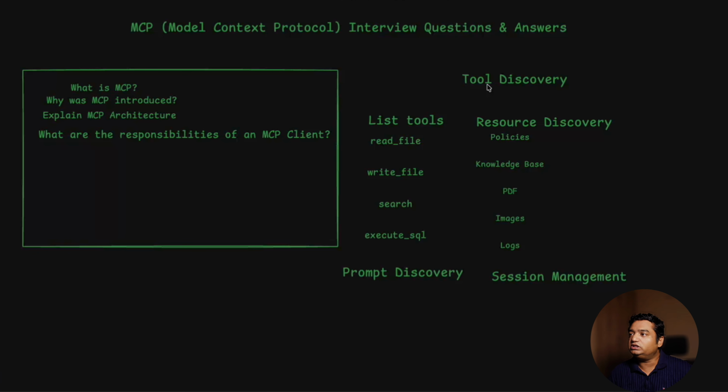Like, it helps in tool discovery. For example, if you write the command as list tool, before using an AI application to call any tool, you want to see what all tools are available. So it will give you the output: read file, write file, search, execute SQL by connecting to any of the databases. So you can list the tools, and you can also look into the resource dictionary.